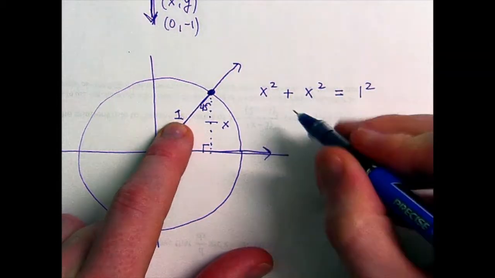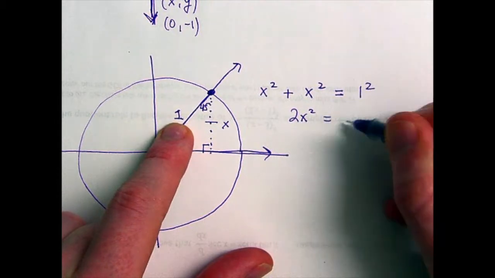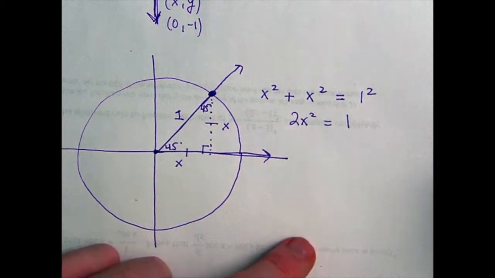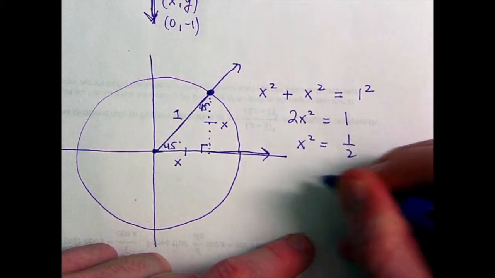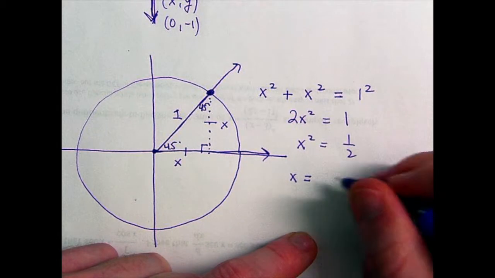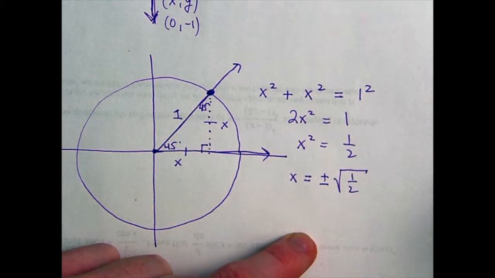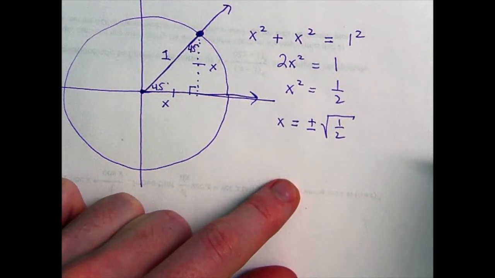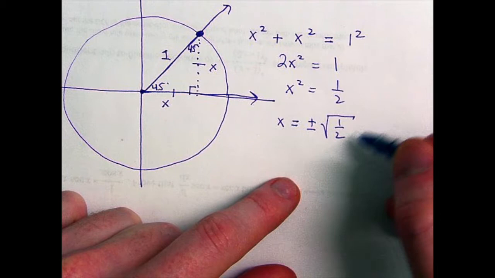Okay? x squared plus x squared is really 2x squared, and of course 1 squared is just 1. Well, we can then solve this equation for x. We find x squared is equal to 1/2. And now if we take the square root of both sides, we have x is equal to plus or minus the square root of 1/2.